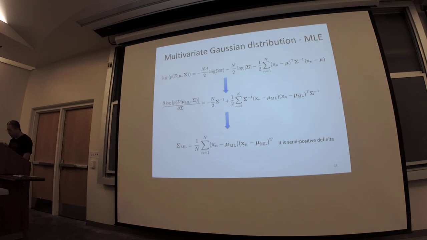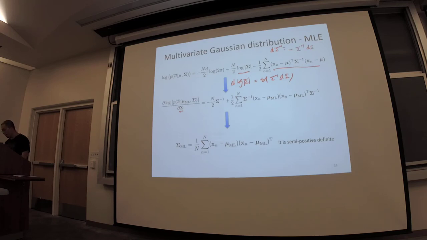Now, if you want to get the maximum likelihood estimation for the covariance matrix sigma, again we take the derivative with respect to sigma. Let us see which terms relate to sigma. First, it's the log term here, right? You should remember this known conclusion: the derivative of the log determinant is the trace of the inverse of the matrix times the derivative of the matrix. And for this one, you should use the conclusion that the derivative of the inverse is minus sigma inverse, derivative of sigma, and sigma inverse.